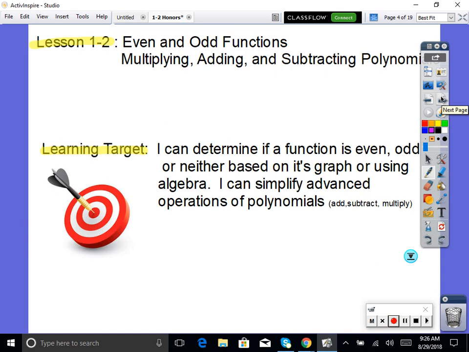Okay, let's get to what we're doing today. It was a really good lesson. We went slow, tons of homework time in class, so we're going to be good to go. So we're going to be dealing with even and odd functions, determining if a function is even or odd, and then we're going to be doing advanced simplification of polynomials, adding, subtracting, and multiplying, which is really easy. We're just going to have more advanced ones in here. So what we're going to be able to do is determine if a function is even, odd, or neither.